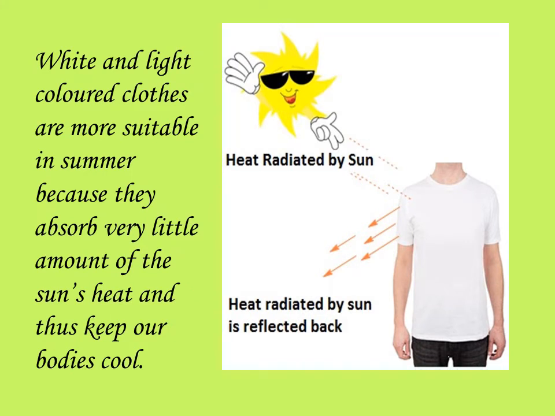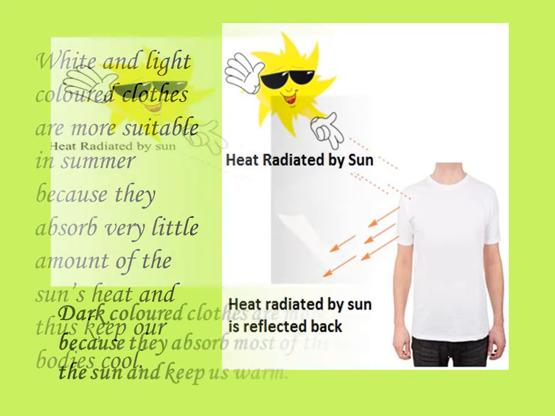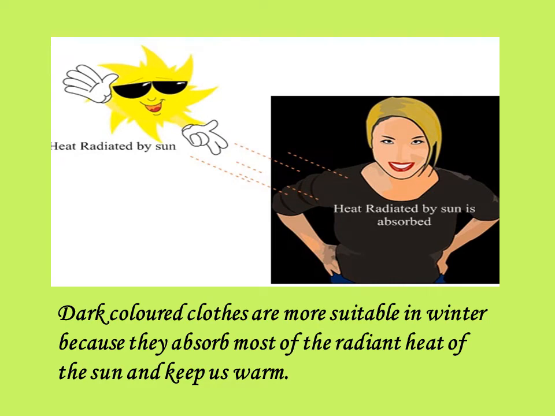We wear white and light colored clothes which are more suitable in summer because they absorb very little amount of sun heat and thus keep our body cool. Whereas dark colored clothes are more suitable in winter because they absorb most of the radiant heat of the sun and keep us warm.